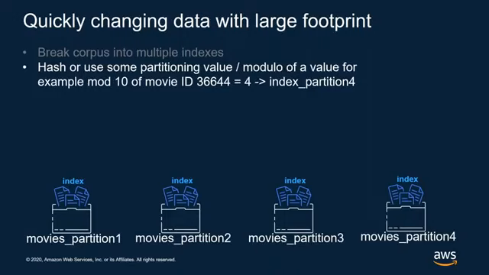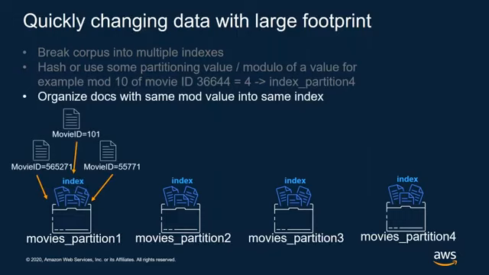And in this case, I might use a movie ID. And I might do a mod 10. Now I'm only showing 4 indexes here, but I could usually use that mod 10 to roll out to 10 total indexes. But for the sake of discussion here, I have 4 different indexes. I perform a mod 10, and let's say I have movie ID 36644. If I do a modulo on that, the number 4 will come out, and I can use that to append to the name of my index to then write that data to that specific index. I don't affect any of the other indexes. I can do this at scale. And what this allows me to do is to organize docs with the same mod value into the same index.